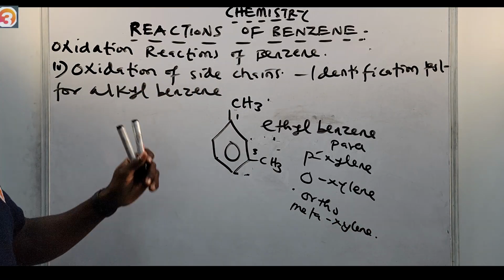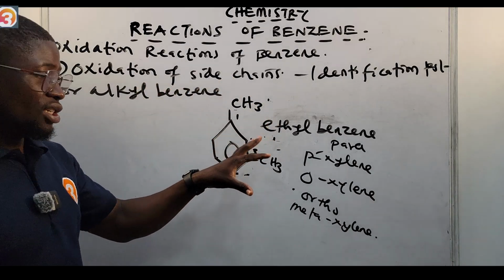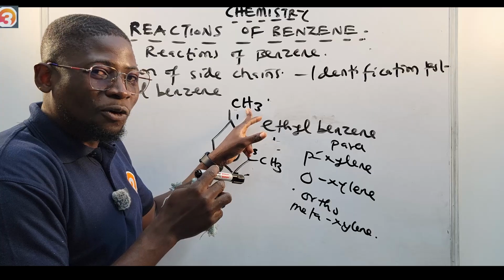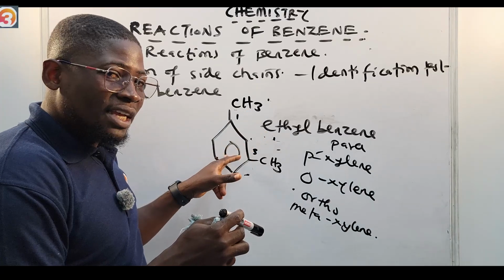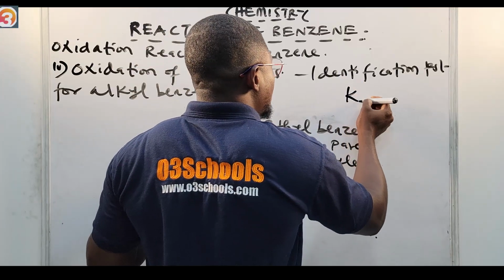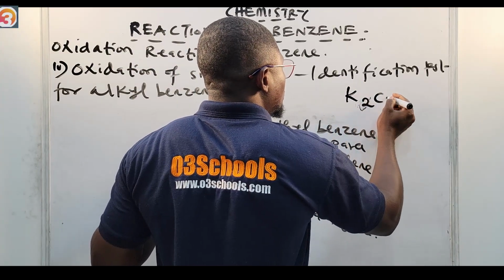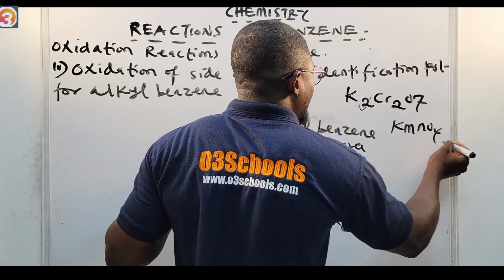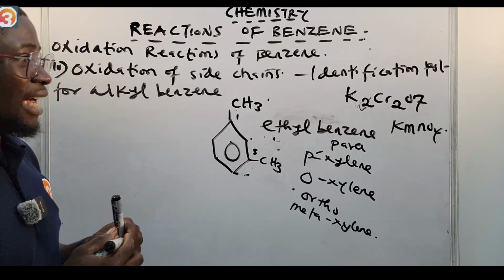So, oxidation of side chains. What actually gets oxidized is this side chain, these alkyl groups. It's not the benzene itself. The benzene does not react with K2Cr2O7 or KMnO4. Please, you must take note of that. They do not react at all with it.